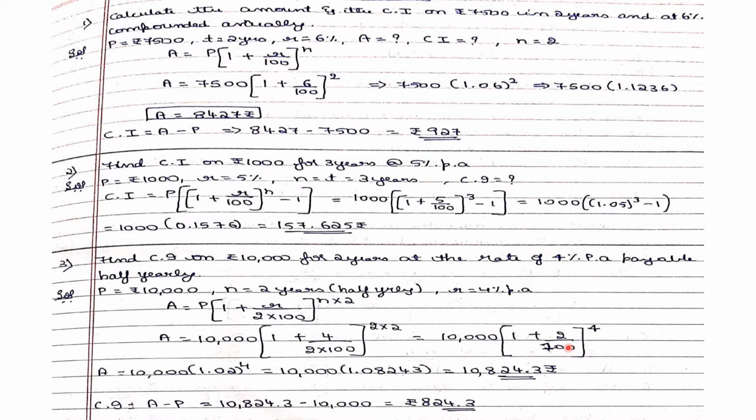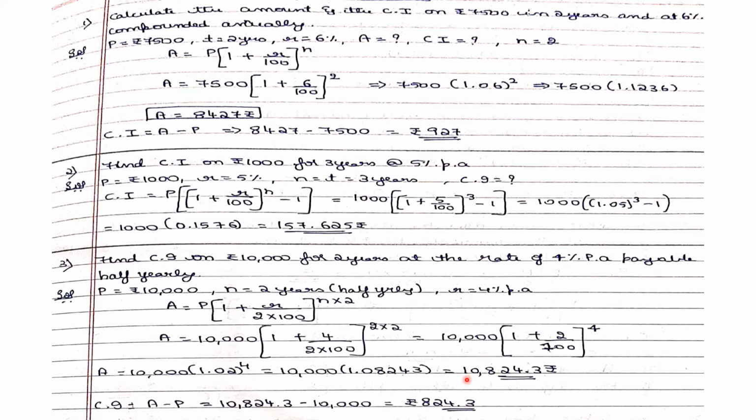Here we will get 1.02 when you divide and add. So 1.02 to the power of 4 into 10,000. Then it will be 10,000 into 1.08243. Once you write the formula and you know the values, next it is a mere multiplication and division. So you will get 10,824.3 rupees.